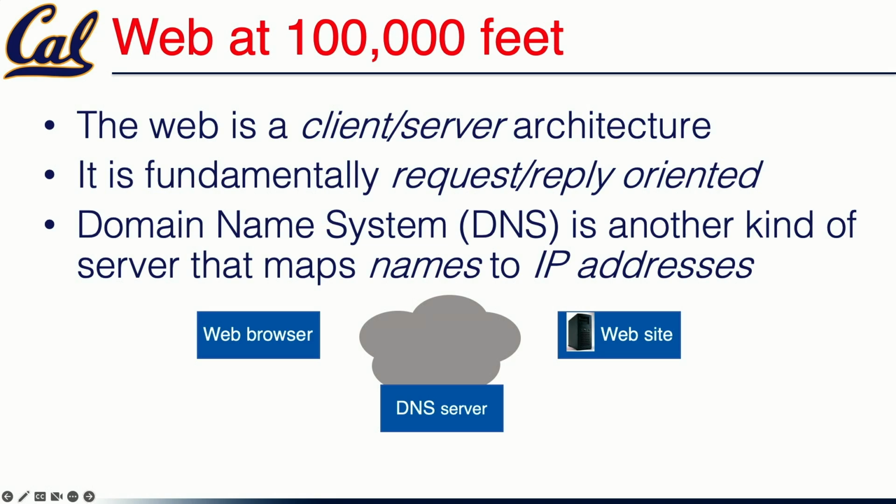The web is a client-server architecture, and that means that it is fundamentally a request-reply architecture. We'll talk more about what that means and what are some examples of architectures that are not client-server or not based on request-reply. The domain name system is a sort of invisible but essential part of the web that maps names of computers to IP addresses, which we'll talk about in a moment.